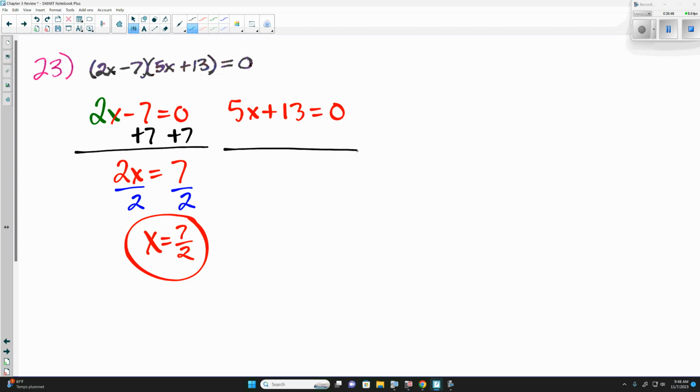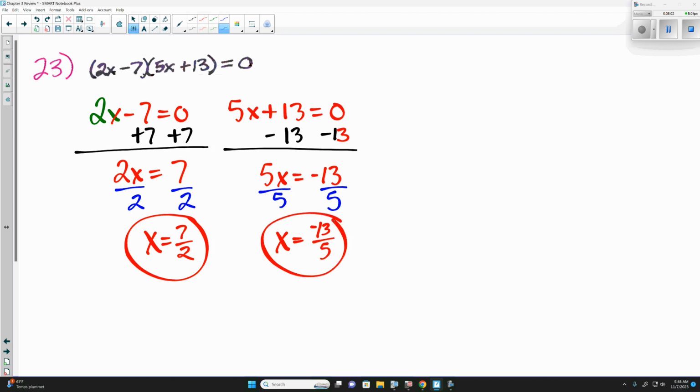Need to solve the other one, we would subtract 13, telling us 5x equals negative 13. Then we would divide by 5, telling us x is negative 13 over 5. If it's already written as two sets of parentheses being multiplied together, and it tells us to solve by factoring, set them equal to 0, solve. That's it.